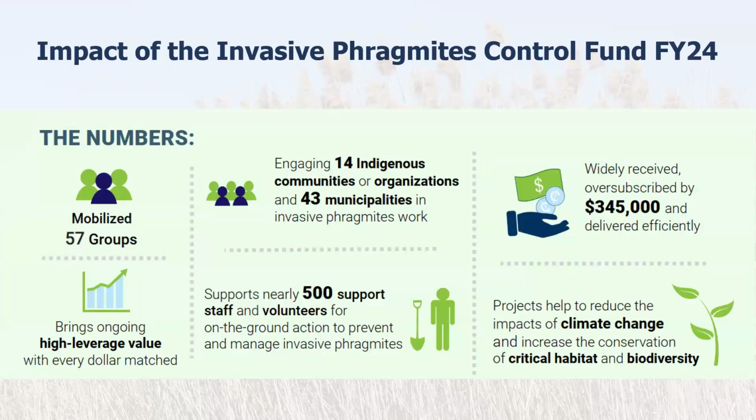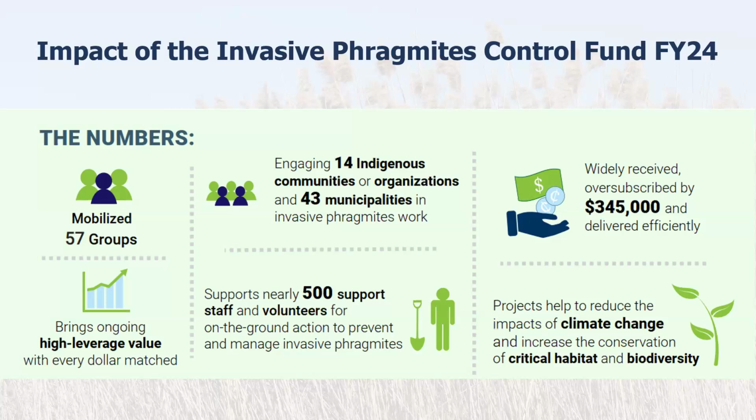So just to show you some of the impacts that we've seen over the last couple of years of the Invasive Phragmites Control Fund. This is fiscal year 24. This would be for projects that were completed in February of 2024. So by the numbers, we were able to mobilize 57 groups. We had 14 engaged Indigenous communities and organizations, and 43 municipalities involved. Now, I do want to clarify that doesn't mean that those were the number of Indigenous communities or municipalities that were funded. They were part of projects either as partners or helping, but didn't necessarily receive the funds themselves.